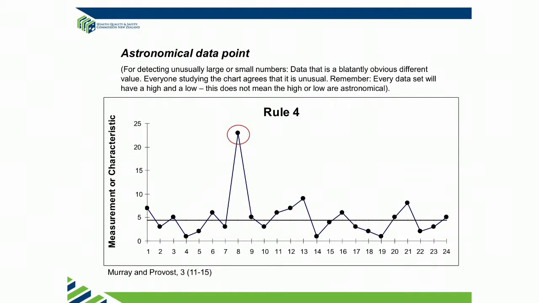Rule 3. Rule 4, any astronomical value, which is quite easily detectable, which is completely out of the ordinary compared to all the other remaining data points, right? So these are the 4 rules which you can apply to your run charts and see if there is a special cause happening, because that's what we are after, to see something happening.